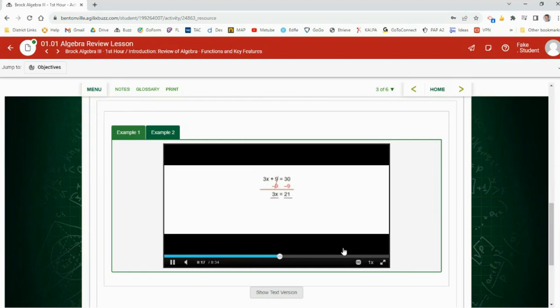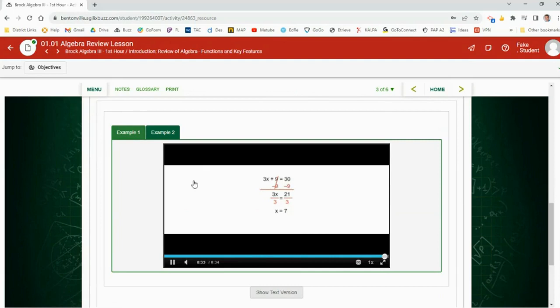And we don't want 3x, we want 1x. So we're going to divide by 3. So we divide both sides by 3. So that keeps the equation the same. 3x divided by 3 just equals x. And 21 divided by 3 will equal 7.